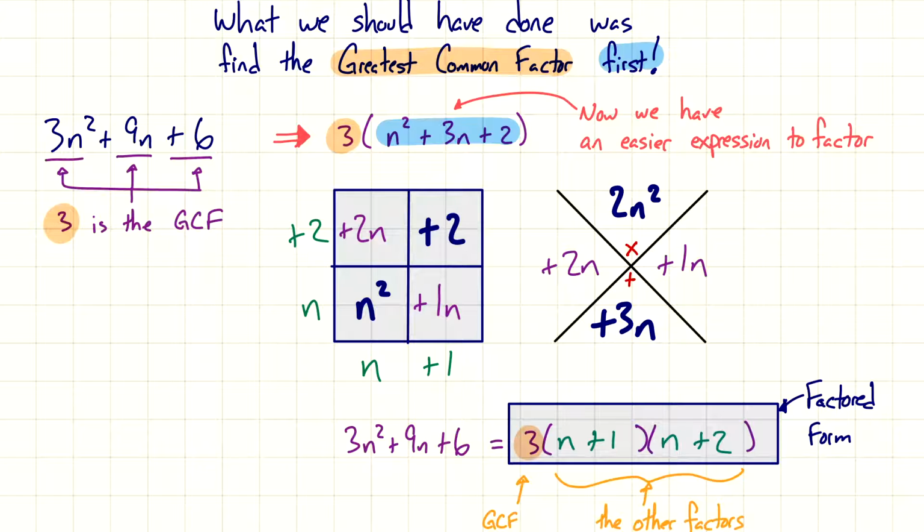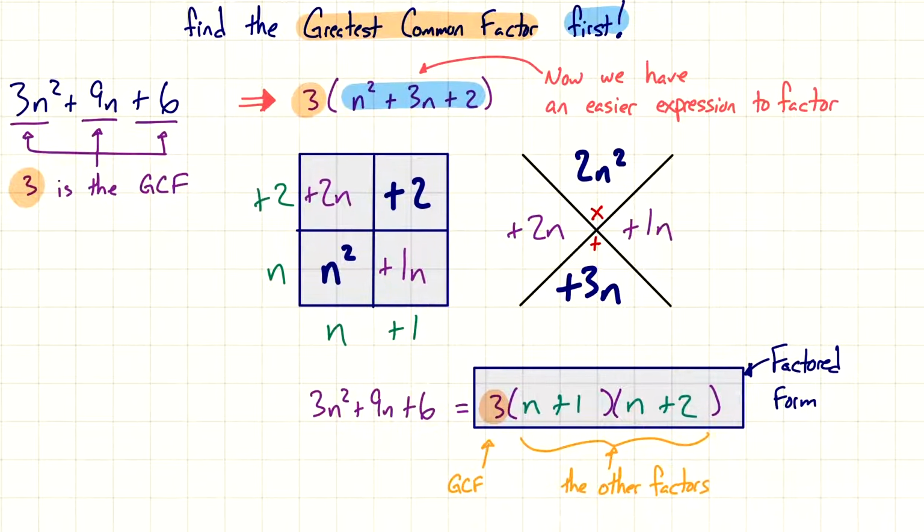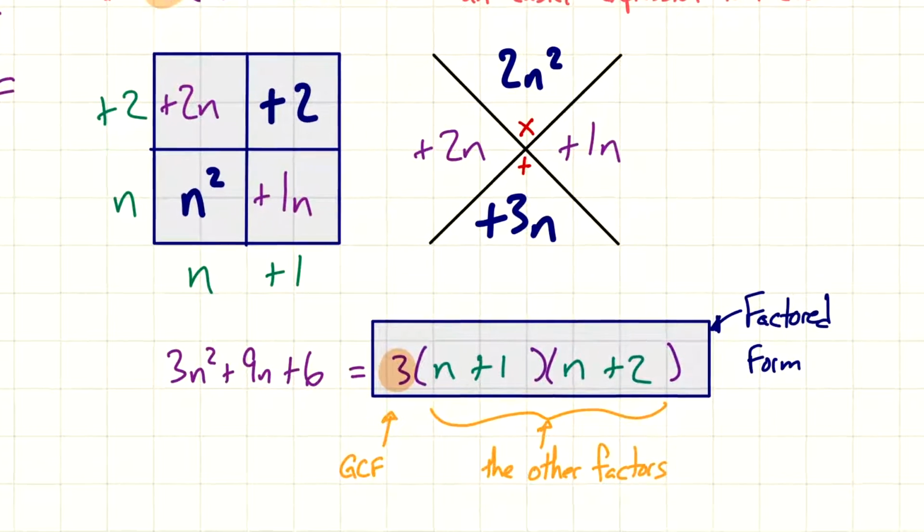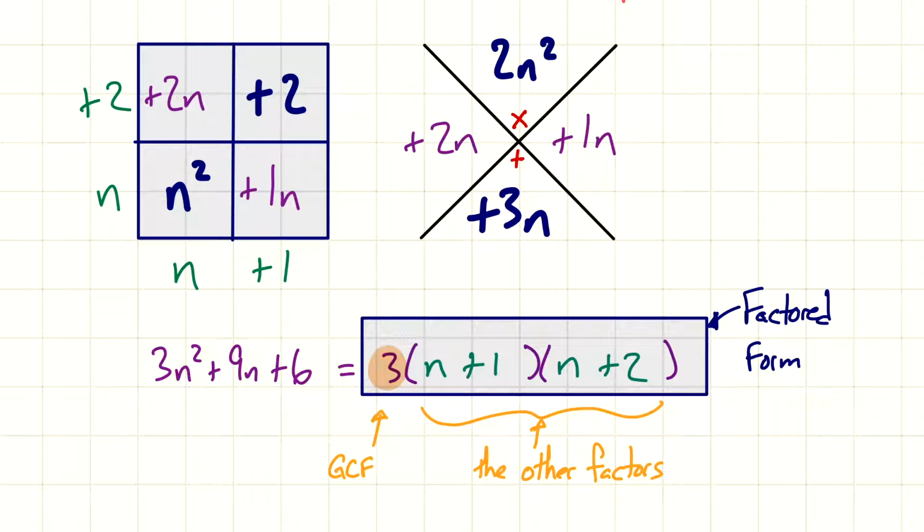You should also notice I've kept the greatest common factor as part of the final answer. So when you do have your answer in the final factored form, you should also include whatever it was that you took out, and then the other factors that we got from our area model, right? So there's a total of 3 factors, 1, 2, 3.